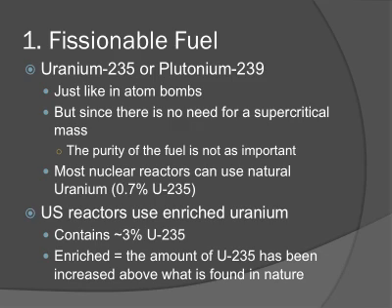But since we don't need a supercritical mass, the purity of the fuel is not as important. In order to make an atom bomb, we had to have pretty pure fuel. We had to find a way to separate the different types of uranium in order to get the bomb to work properly. And since we don't need a big giant explosion, we don't need a super pure fuel. Most nuclear reactors can use natural uranium. Natural uranium is uranium that's found in our soil. And again, it is, for the most part, uranium-238.